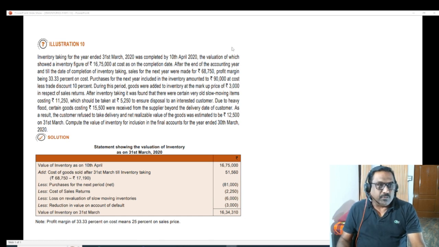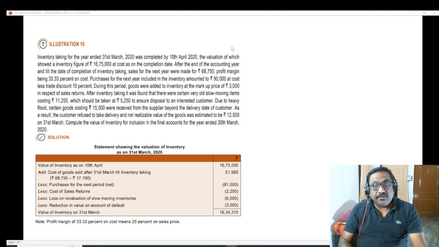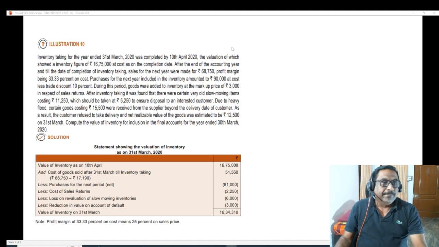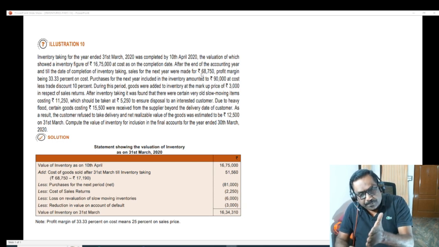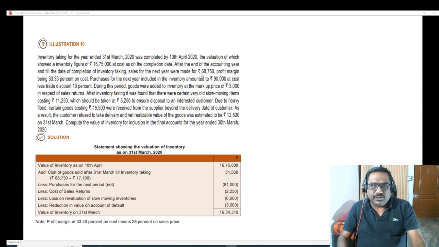After the end of the accounting year, until the date of completion of inventory. End of the year is when? 31st March 2020. Till the date of completion of inventory, 10th April. So between 31st March 2020 and 10th April 2020, there could be some transactions that happened, right? So he is giving those details. Until the date of completion of inventory taking, sales for the next year were made for 68,750, profit margin being 33.33% on cost. Very important. Simple, guys. Between 1st April and 10th April 2020, they made some sales, so that wouldn't have been considered for the inventory valuation purpose.